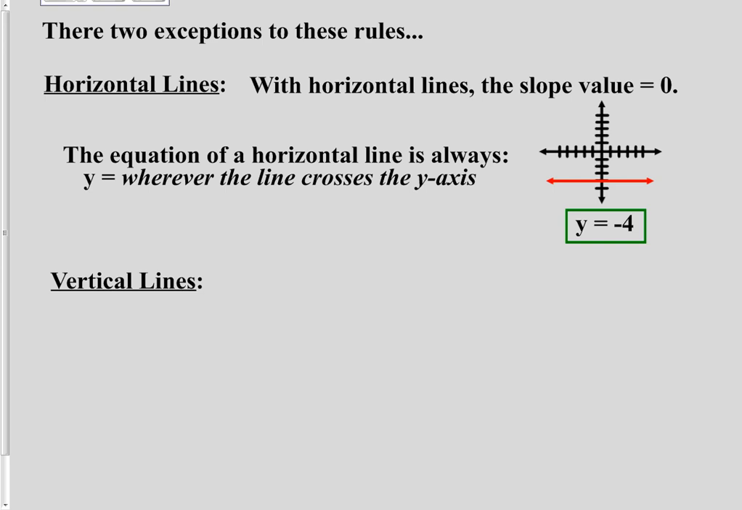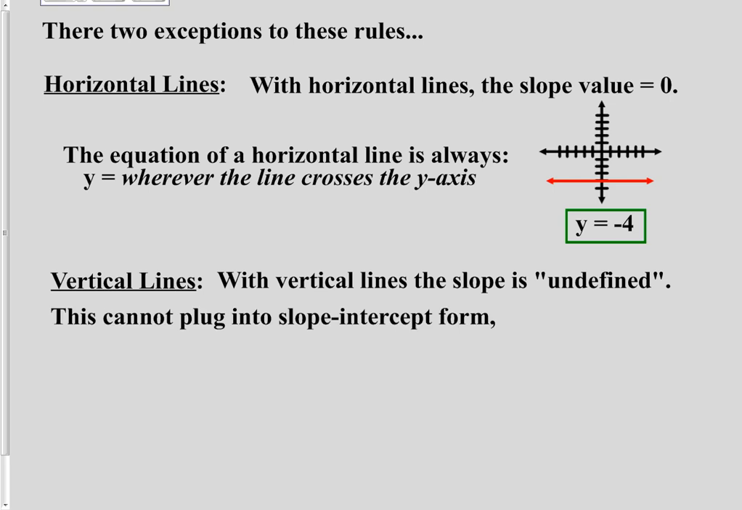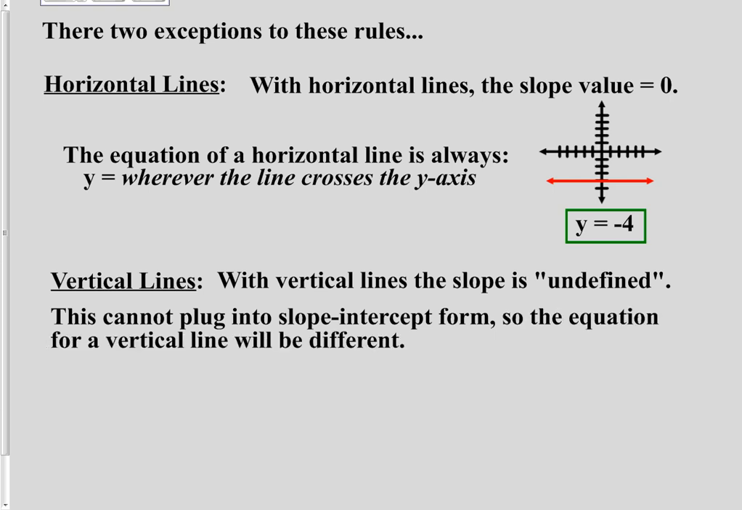Now in the case of vertical lines, our slope fraction is undefined. Okay, and if you think about that fraction, if it's vertical, that means it is rising, but it is not running. And if it refuses to run, it must be going straight up and down. That puts a 0 in the denominator of that fraction, and 0 as a denominator of a fraction is undefined. Okay, so we cannot plug an undefined number into an equation and have the equation still hold true. So the equation of a vertical line is going to be different from any other type of line.